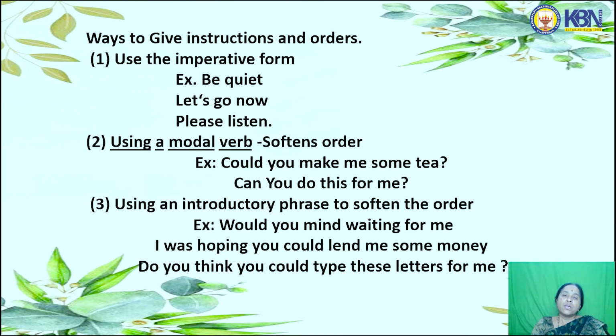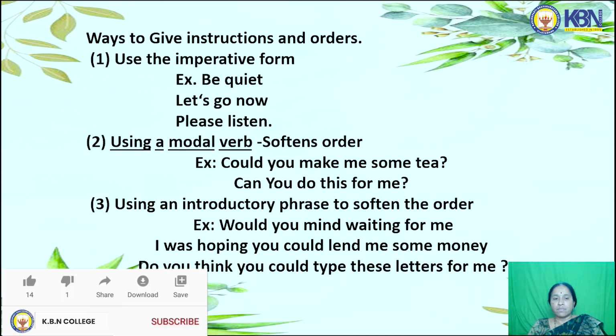So you say, could you make some tea? Instead of saying make some tea, you say could you make me some tea, or can you do this for me, which is a way of softening the order. You can also use an introductory phrase to soften the order. Would you mind waiting for me? I was hoping you could lend me some money. Do you think you could type these letters for me?